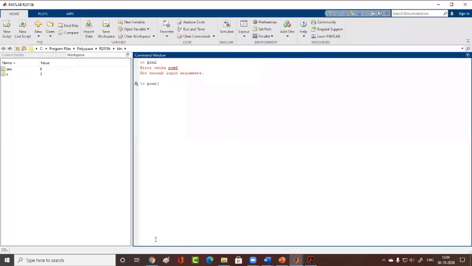2 power 2, 2 cube. What is the value of 2 cube? Very simple. 2 power 31. What is the 2 power 31? You will get the answer. Okay. We can change this type. Okay, we will discuss later.